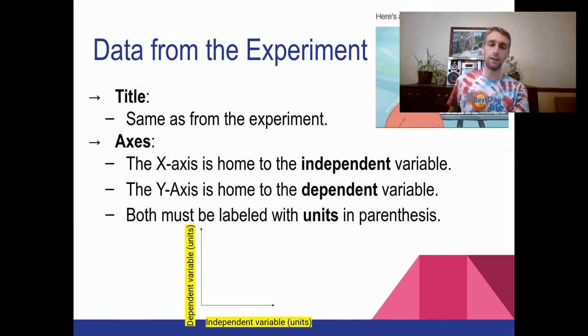So the independent variable is always going to go on the x-axis at the bottom. The dependent variable is going to go on the y-axis. And again, don't forget units. Usually, when you're making a graph online, you're going to have to type in the units yourself. It's not going to automatically add those. So be real careful with that.